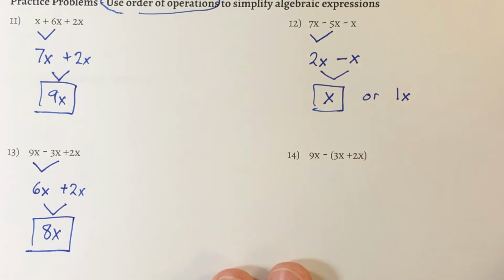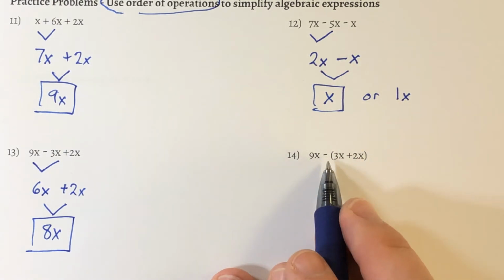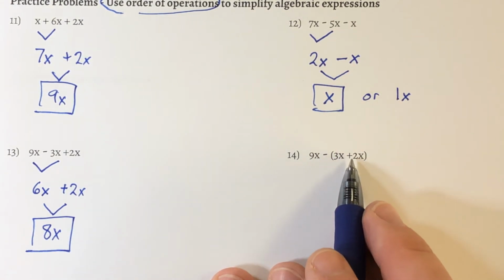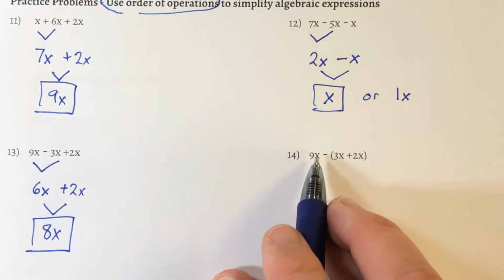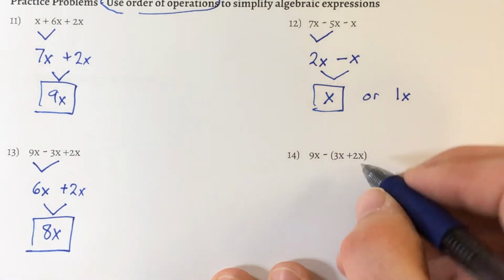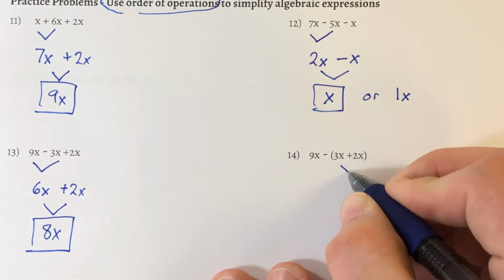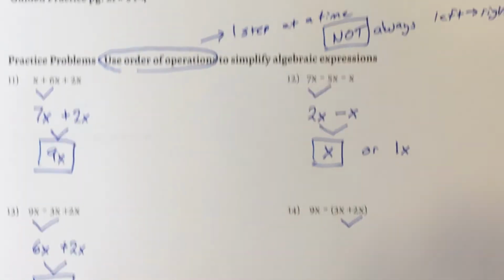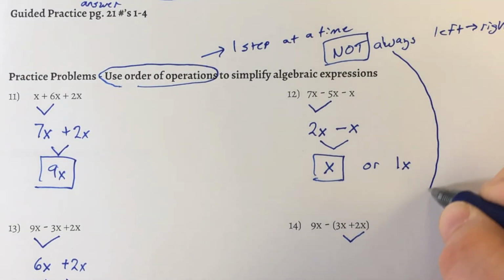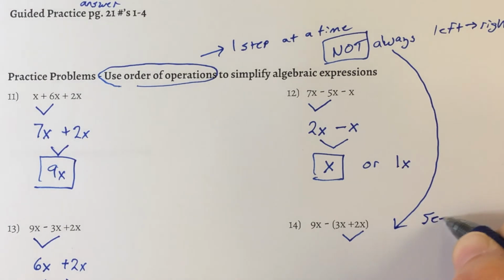All right, next one. 9x minus 3x plus 2x in parentheses. You will not do 9x minus 3x. There are parentheses. You must do them first. So, again, you're not always going to work left to right. See, told you.